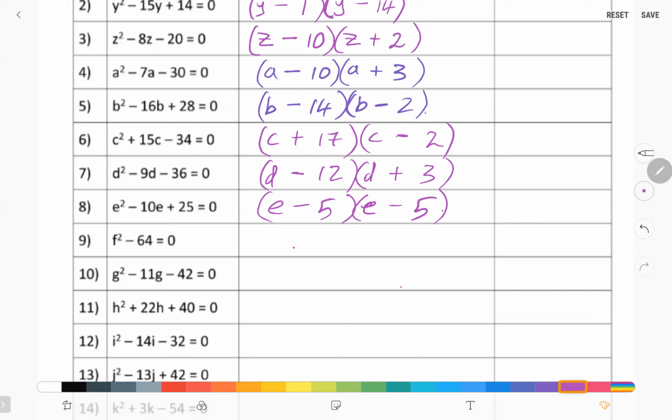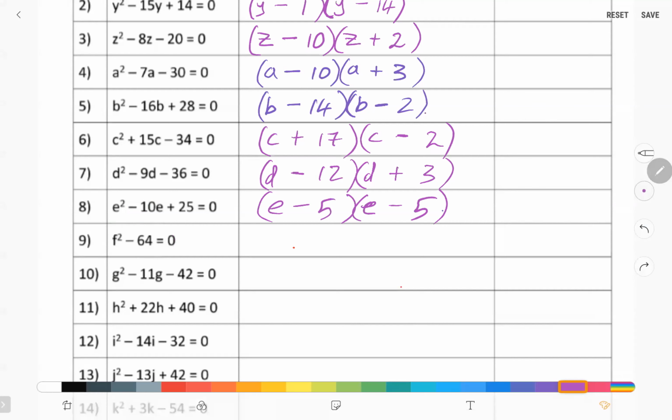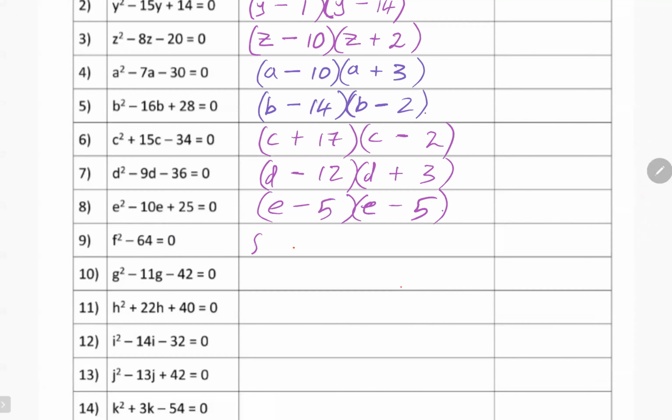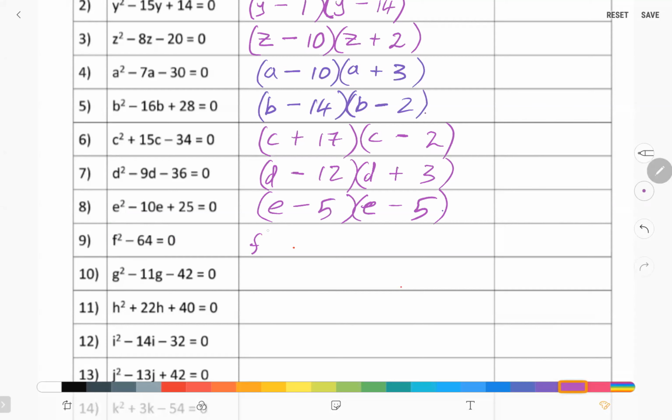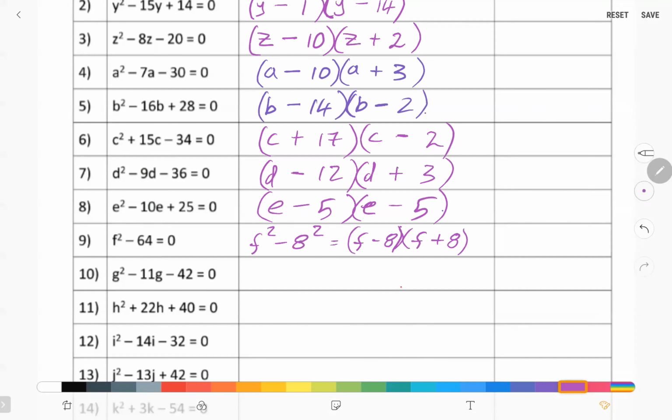5 and 5. Then this one is a difference of 2 squares. So this one, we're not going through that procedure. This one is f squared minus 8 squared. That's what it is. And so it becomes f minus 8, f plus 8. I'm going to write the solution for these.